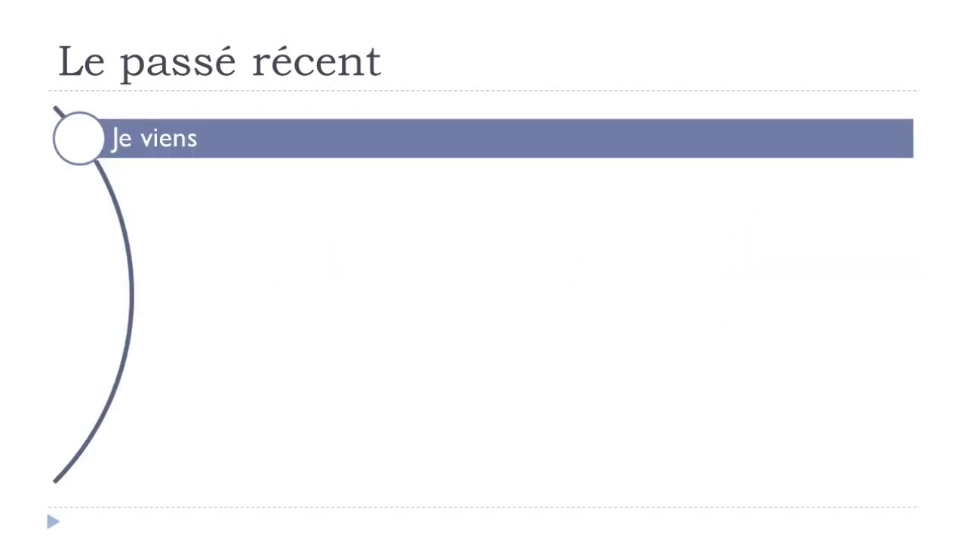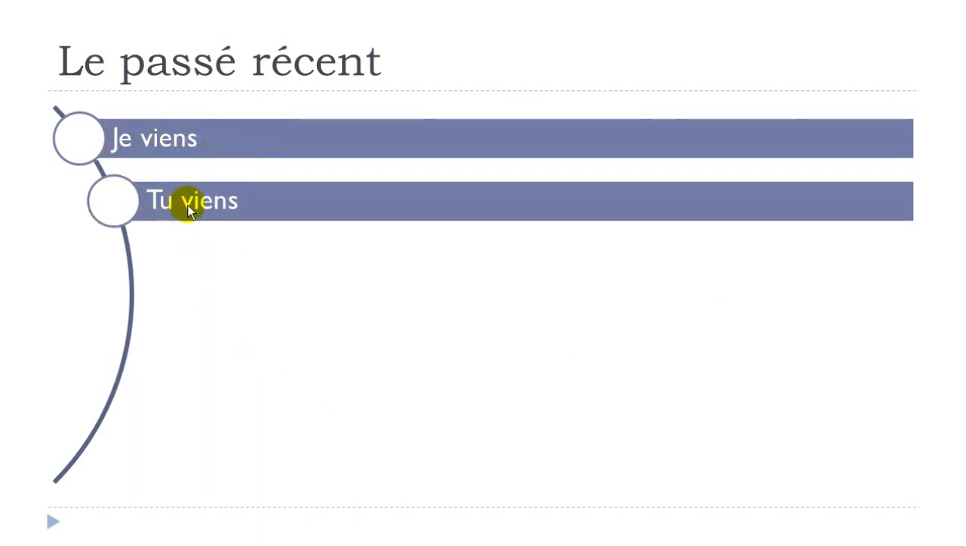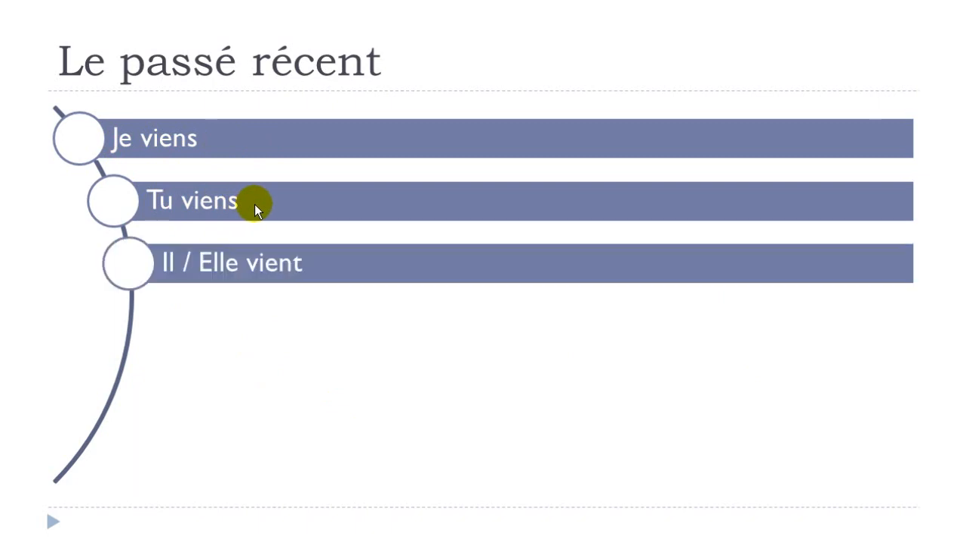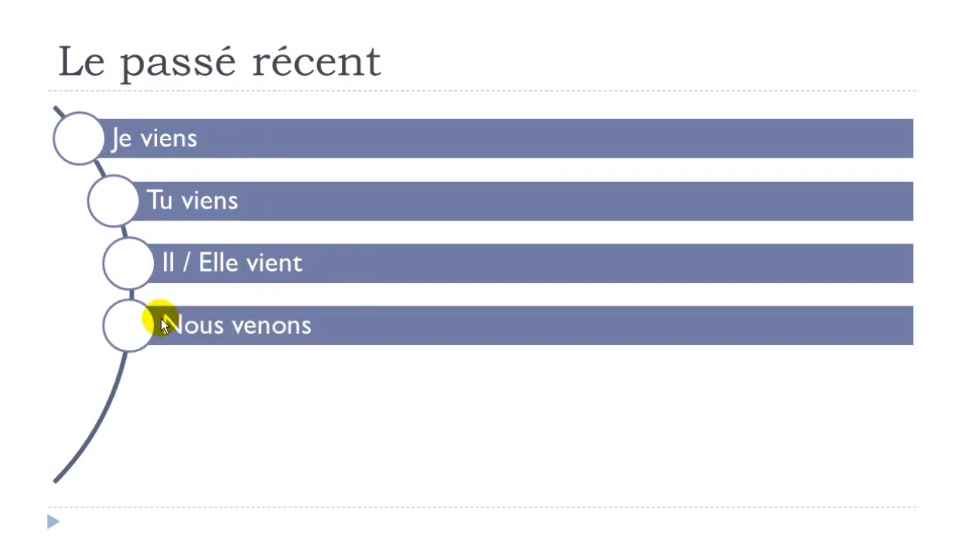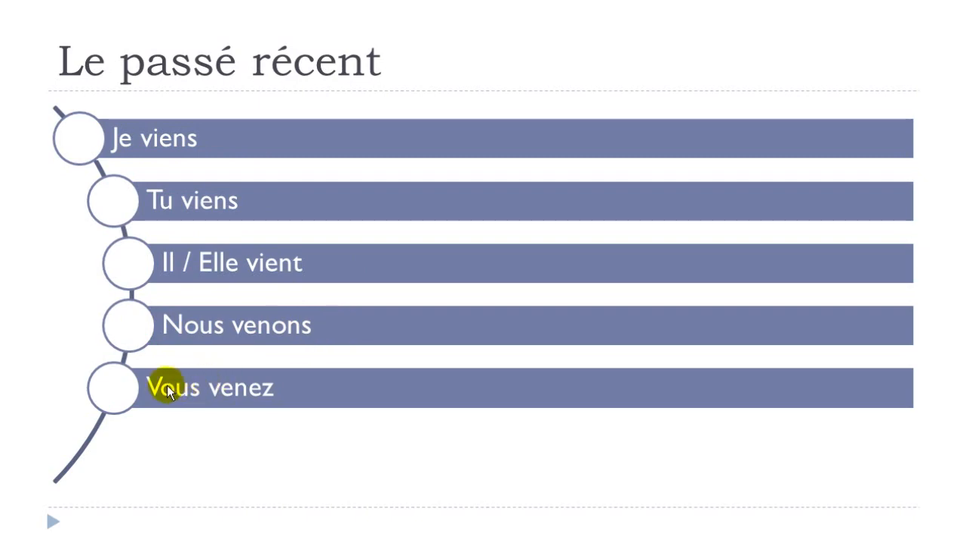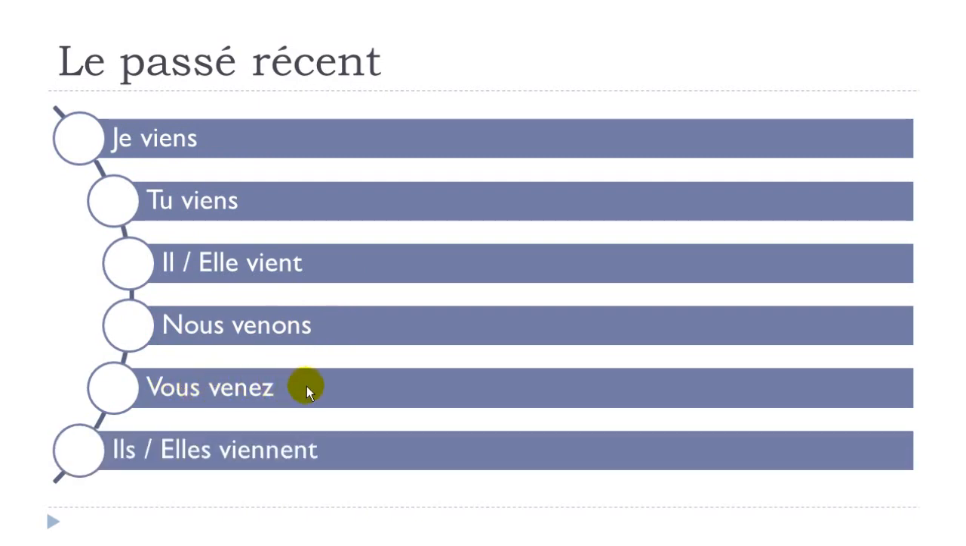Here it comes. So at the present tense, it's je viens, tu viens, il vient, elle vient, nous venons, vous venez, ils viennent, elles viennent.